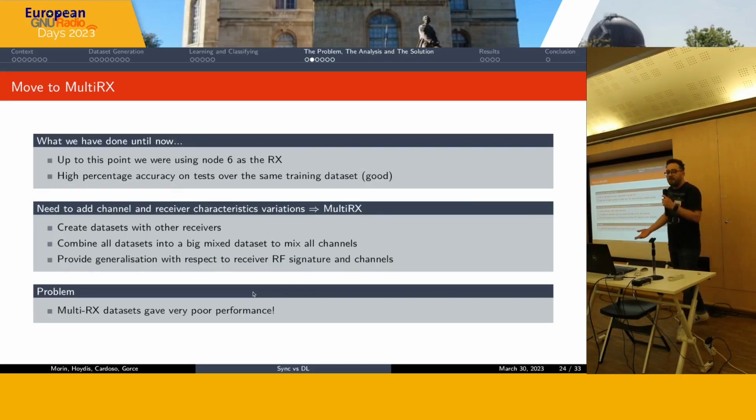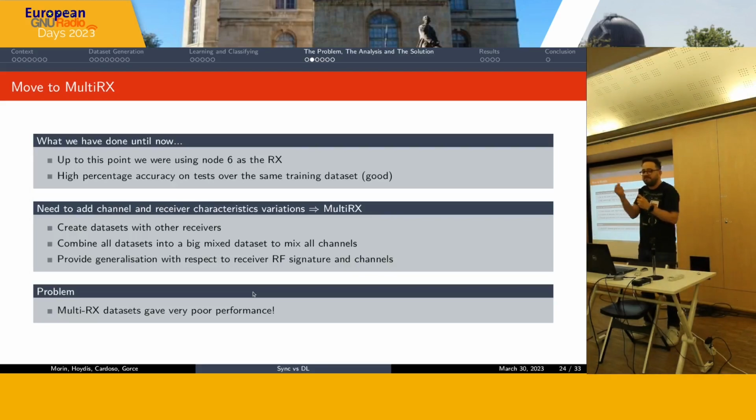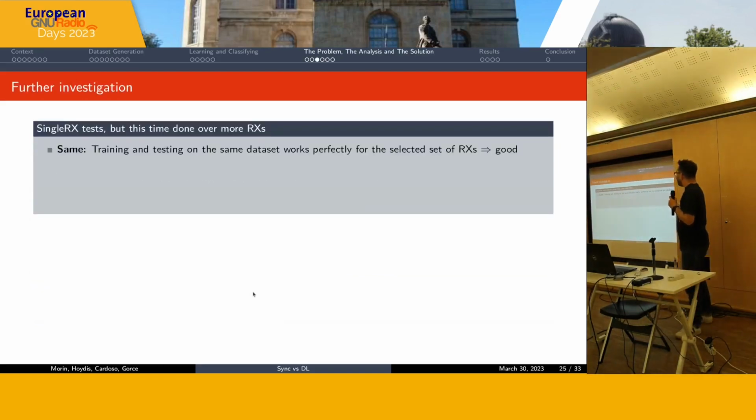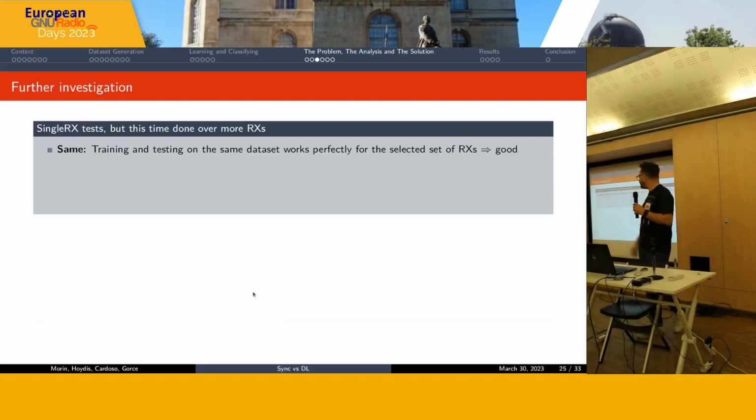So we said, okay, no problem. Let's look into it. Maybe it's just a small thing. Let's check. So we did some tests. The first test was on training. We isolated each one of the individual receivers. Different ones still, but each individual receiver was isolated. That's what I'm saying, single RX tests, but done over multiple RXs.